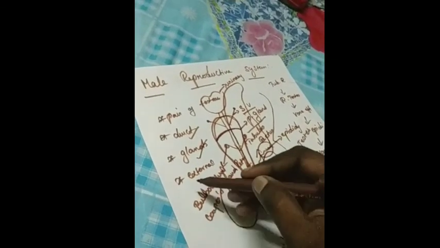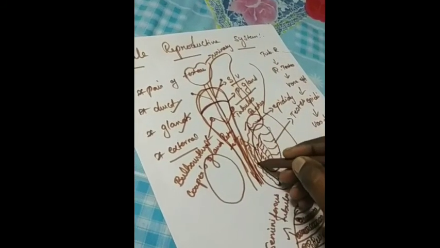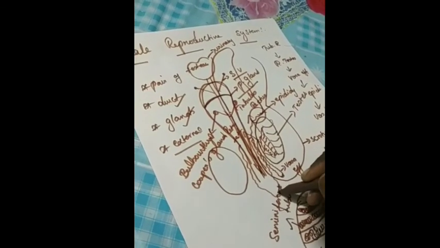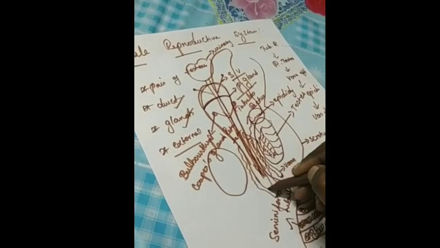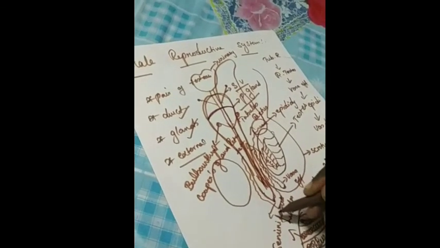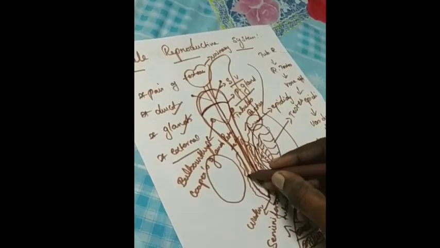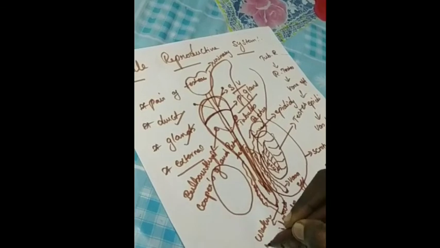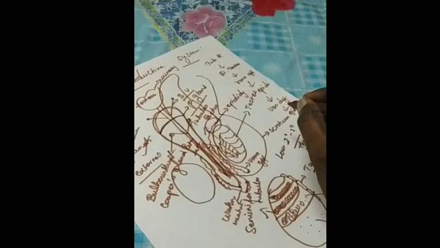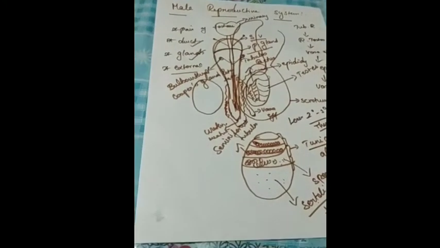Next is the external genitalia. The male external genitalia has a skin covering, the foreskin, which is a soft, folded skin. And this is the urethral meatus. So this is the external genitalia of the male reproductive system. Can you understand? So these are the male reproductive parts.